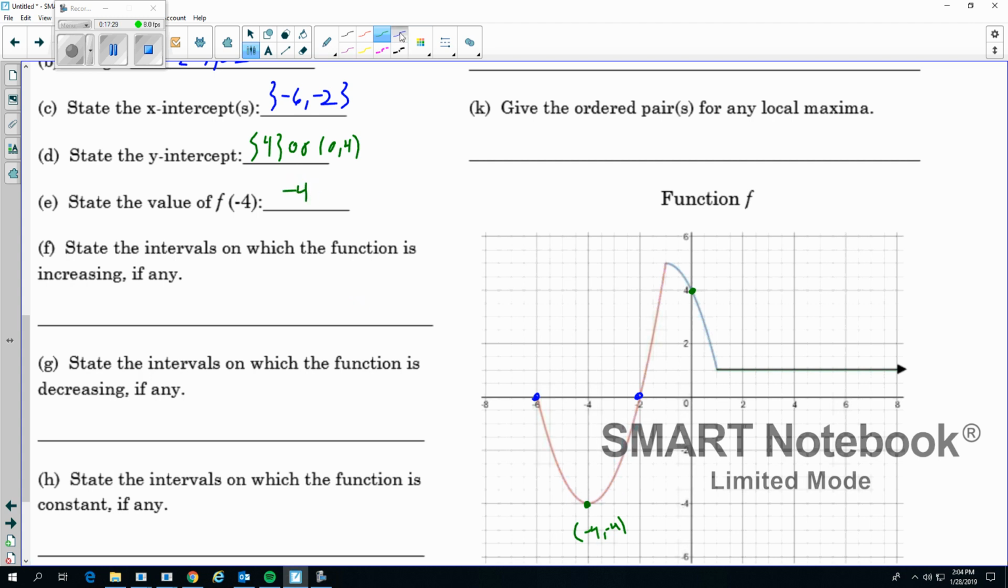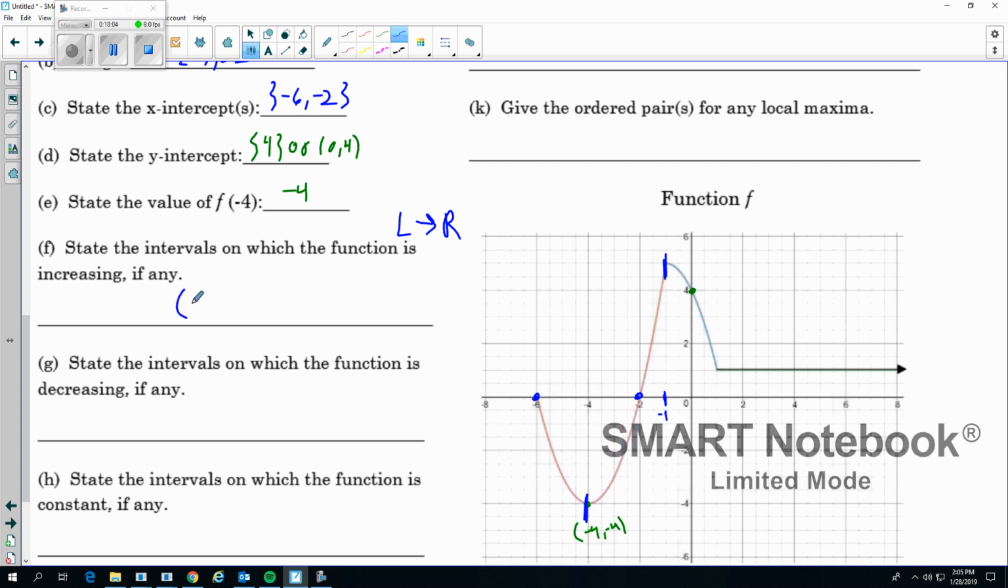Okay, the next part is asking which interval is the function increasing. So remember, you got to do this from left to right. From left to right here, it's decreasing because you focus on what y is doing. That tells you whether it's increasing, decreasing, or constant. So it's decreasing, decreasing, decreasing, and then all of a sudden it increases from here to here, and then it decreases, and then it stays constant. So the only increasing interval that I see is from -4 to -1.